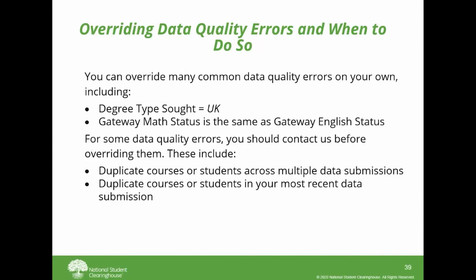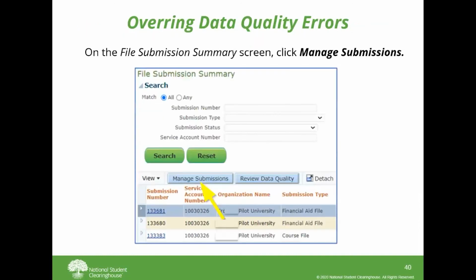For some data quality errors, you should contact us before overriding them. These include duplicate courses or students across either multiple submissions or your most recent submission. If you receive any duplicate data quality errors or if you need help with data quality errors, please email us at pdpservice@studentclearinghouse.org.